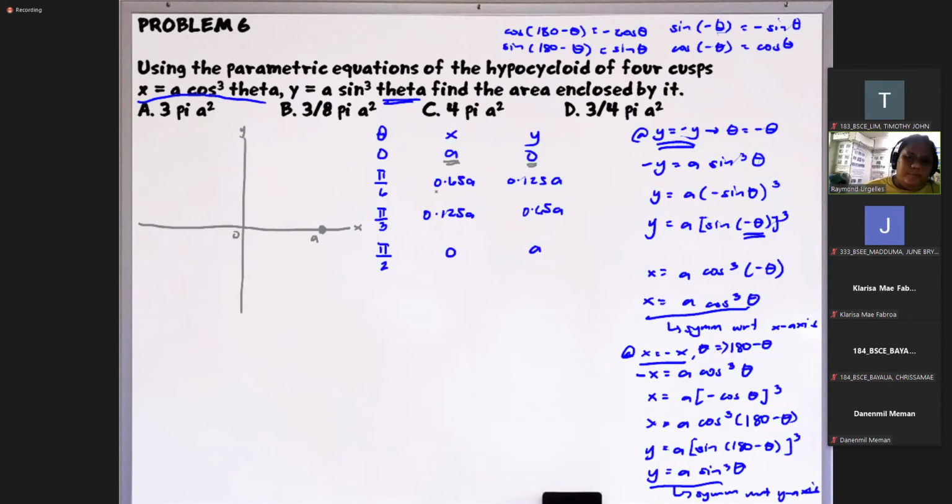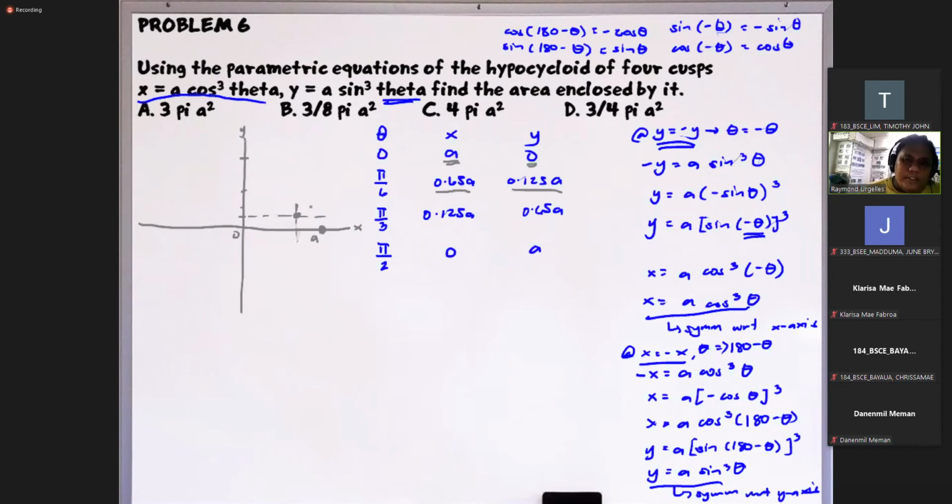Okay, so next is 0.65a, 0.125a. Let's define this as our a. So this is the 0.125a, right? So we have this one. Then the 0.65a will be around here, I guess. Okay? So therefore, we have a point here.